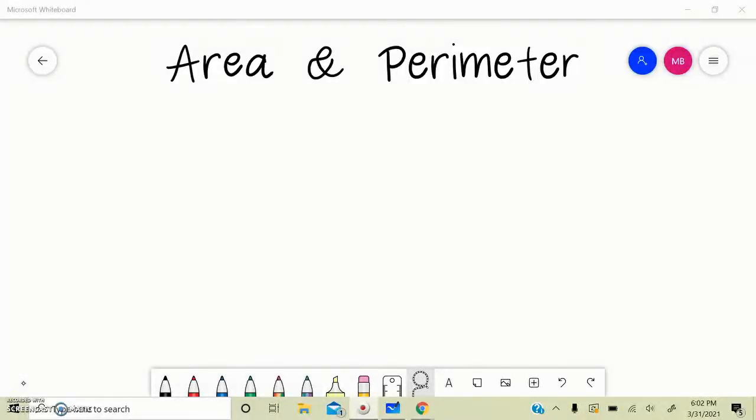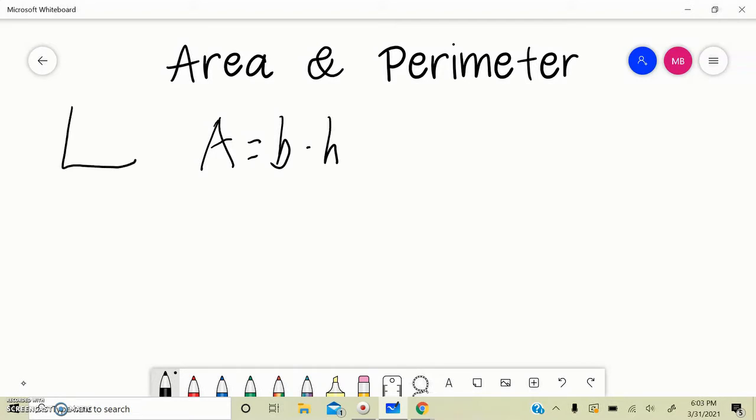Today we're going to be discussing area and perimeter of quadrilaterals. More specifically, we're going to be focusing on rectangles and squares. So first, what we want to do is know our formula. When I'm looking at area, area, or A, is equal to base times height.